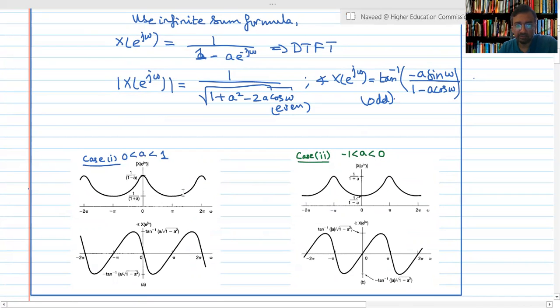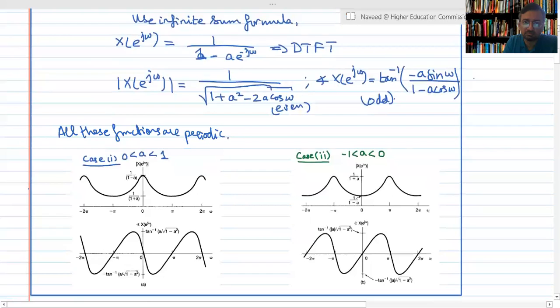Few things that we can quickly discuss. All these functions are periodic with period 2 pi. This should be the case because the discrete time Fourier transform is periodic with period 2 pi.